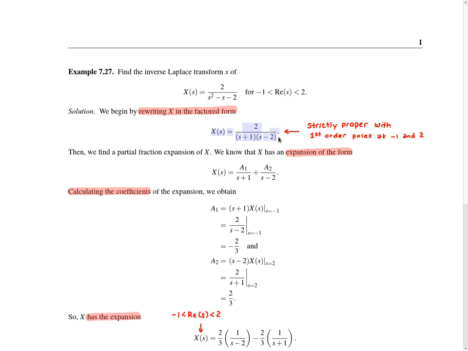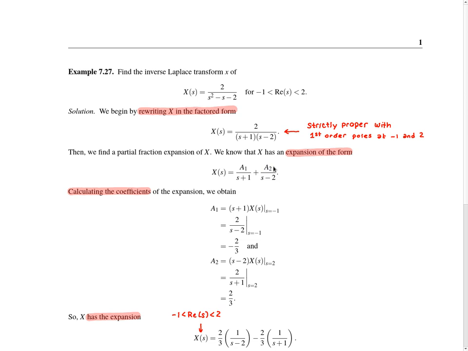From this factorization, we can see that big X has two poles. It has a first order pole at -1, coming from this factor s plus 1, and it has a first order pole at 2, coming from this factor s minus 2. So since there's two first order poles, the partial fraction expansion of big X will have two terms. The first term here comes from the pole at -1, where we have the coefficient a1 to be determined, and the second term here comes from the pole at 2, with this coefficient a2 to be determined.